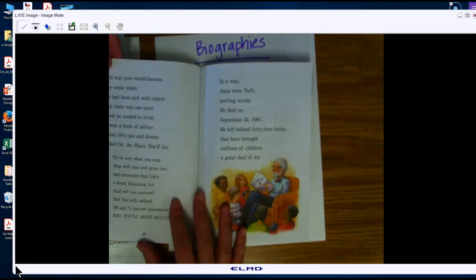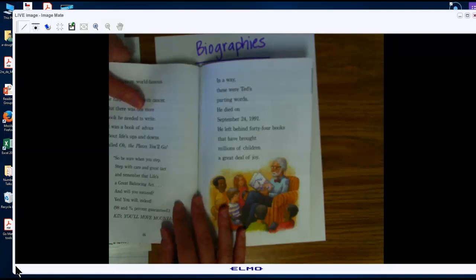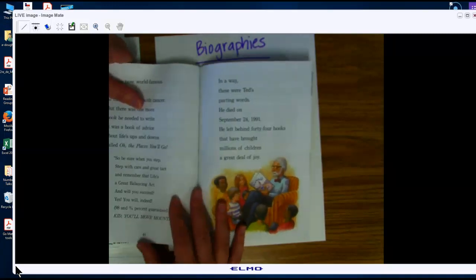Ted was now world famous for some years. He had been sick with cancer, but there was one more book he needed to write. It was a book of advice about life's ups and downs called Oh, the Places You'll Go! Have you read that book? Yeah. We're going to read it again next week.